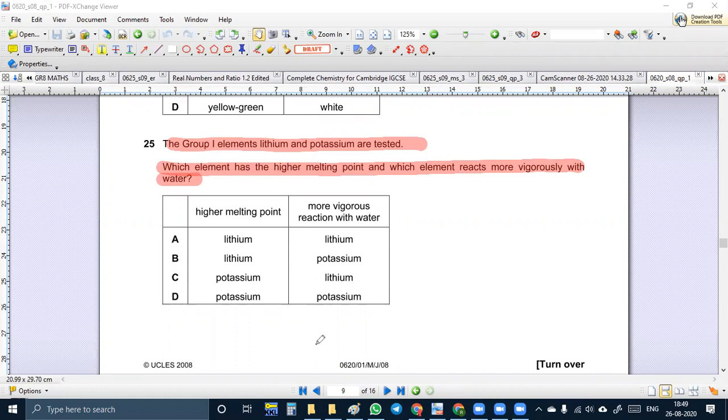In Group 1 elements, which will come on the top? Lithium. Lithium will be above and potassium will be below this. As you are going down, the reactivity will increase or decrease? Increase. Reactivity is going to increase, so potassium will react more vigorously. And as you are coming down the group, the bonds are becoming weaker in the atoms, so melting point will decrease. So higher melting point will be lithium, and more vigorous reaction is going to be potassium.